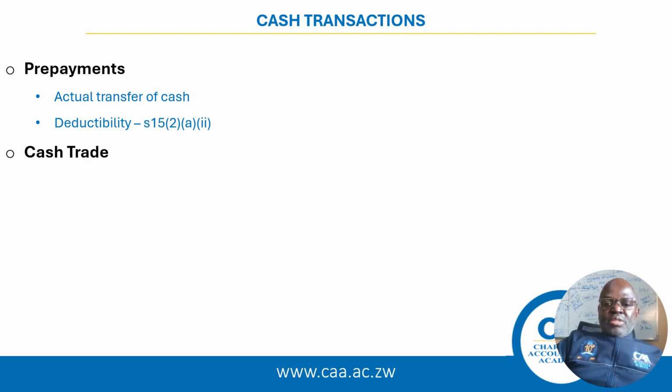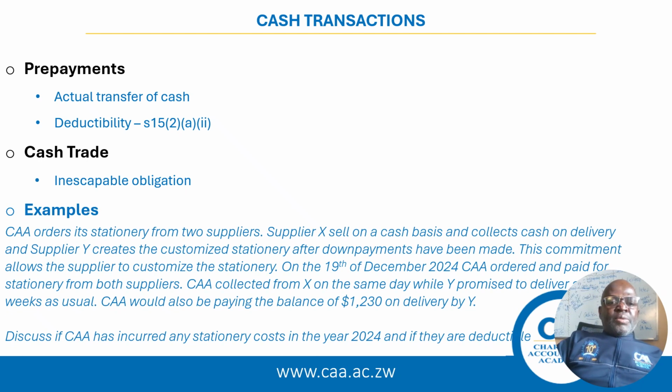Let's look at a cash trade where the taxpayer pays and the goods are delivered simultaneously. There is an inescapable obligation. It is very clear what the obligation is, and so on, and therefore it must be deductible. So a quick example, CAA orders its stationery from two suppliers. Supplier X sells on a cash basis and collects cash on delivery.